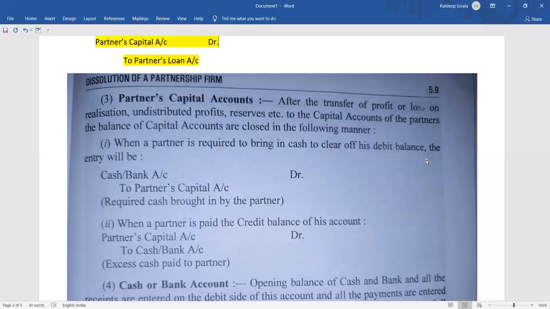How will it be given this time? It will be given by closing the capital. No need to keep the money anywhere, so the capital will be closed down. That is why partners capital will be debited.